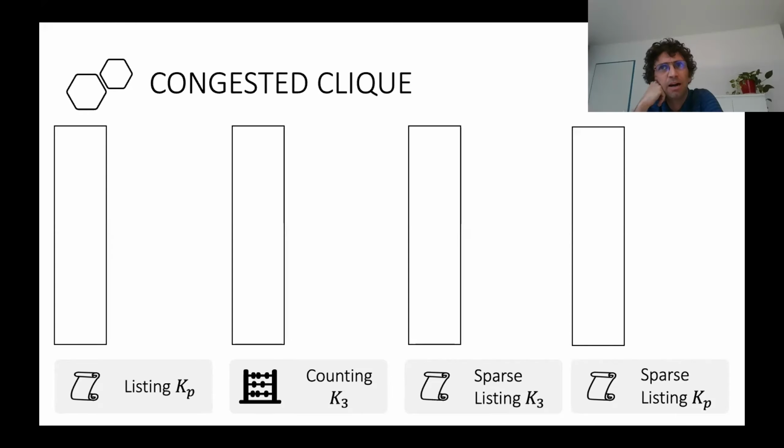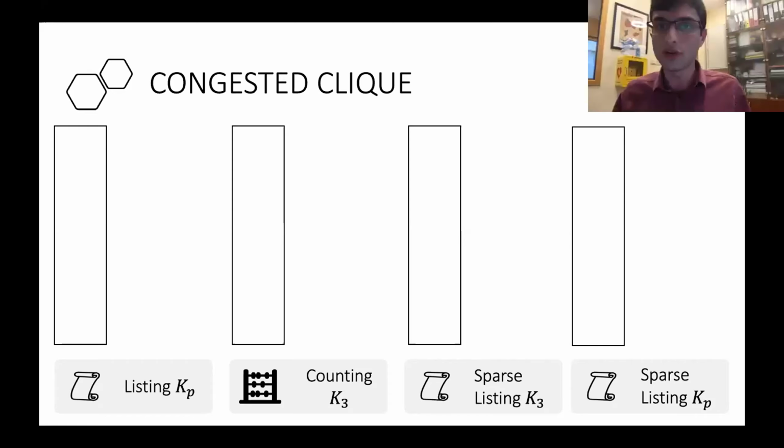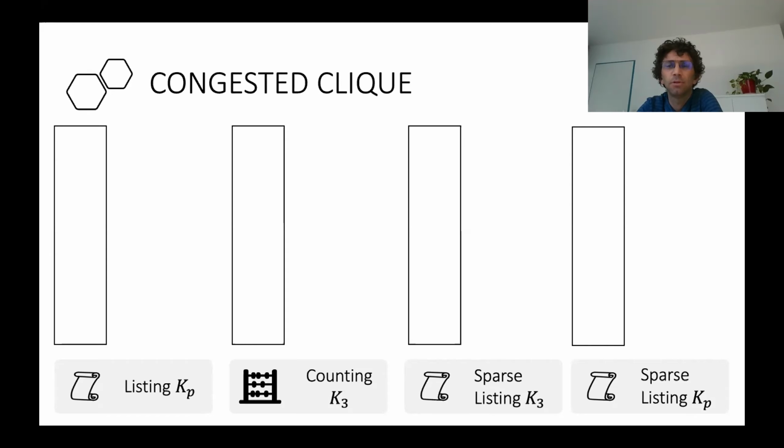So C4s will be hard, you're saying? C4 listing in congest, for example, is difficult, yes.